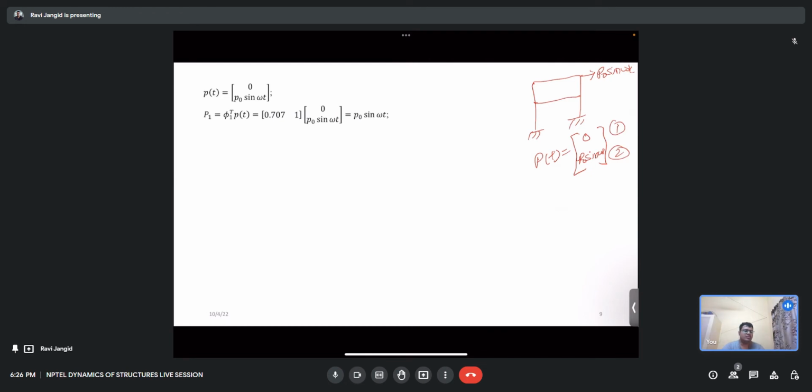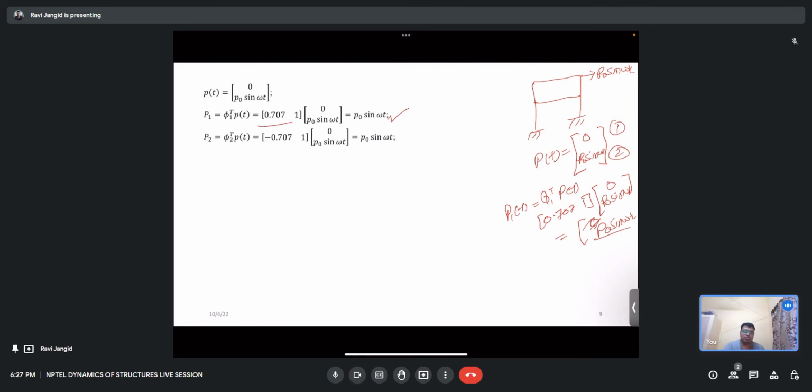If I need to calculate the generalized force P1t, it is phi 1 transpose into pt, and phi 1 transpose is 0.7071, and pt is 0, P naught sine omega t. If I solve this, I will get P naught sine omega t as the first mode generalized force. Same way I will calculate for mode 2, P2, and that also comes out to be the same, P naught sine omega t.